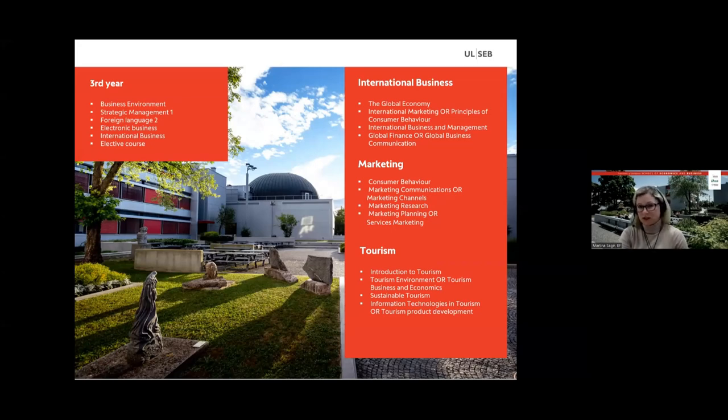So if you choose international business, you can see here on the slides which courses will be obligatory for you. Or if you choose marketing, or if you choose tourism. And on the right or left side of the slide are the courses which are for all students in the third year. Doesn't matter which specialization you choose, international business, marketing, or tourism.